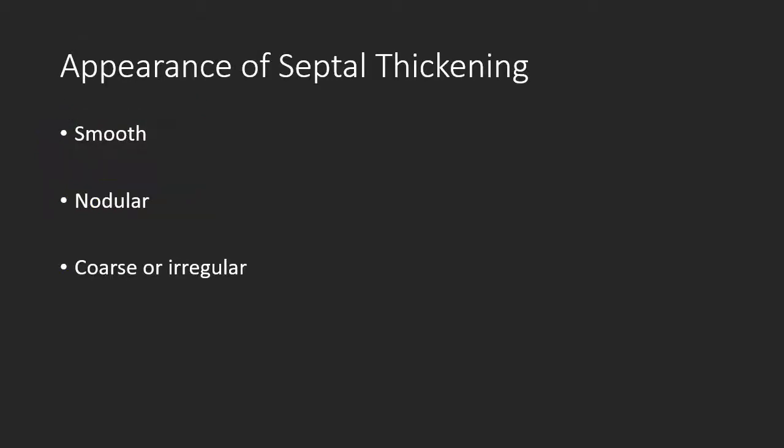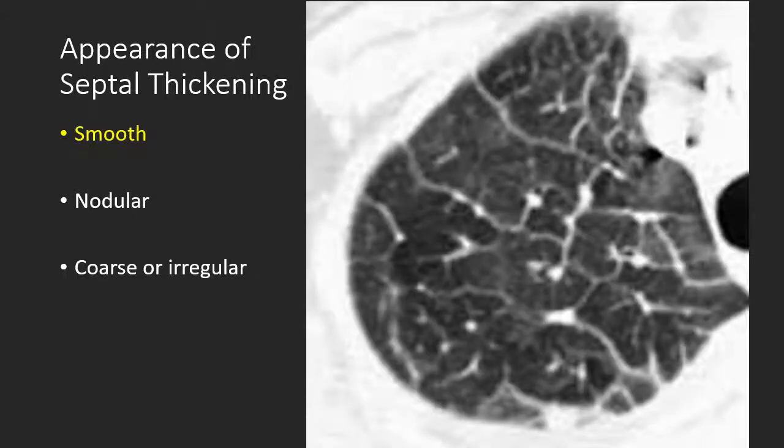So what is the appearance of septal thickening? That is, thickening of the interlobular septum. This could either be smooth, nodular, or coarse or irregular. So let's talk about smooth interlobular septal thickening.